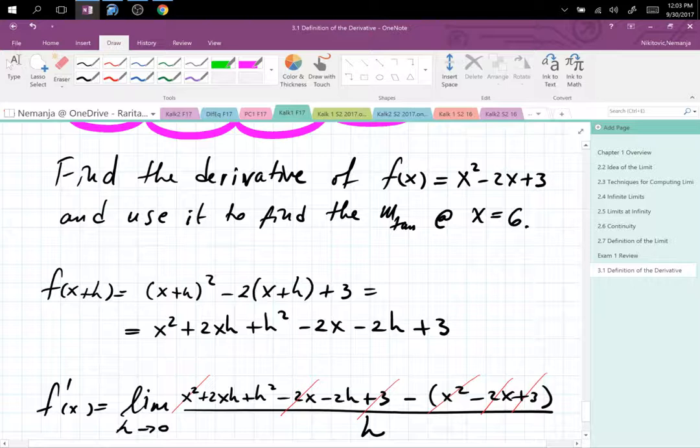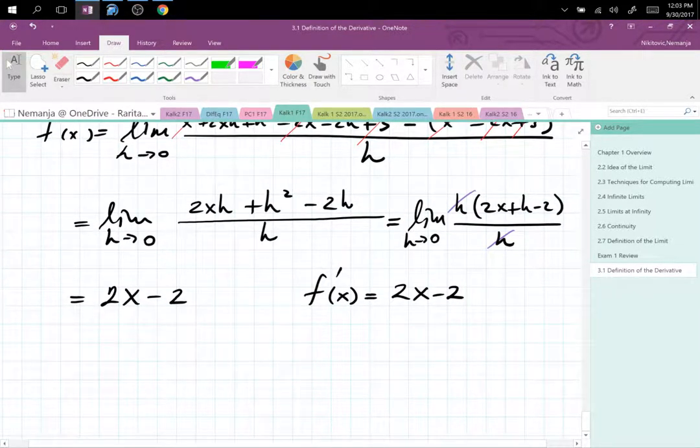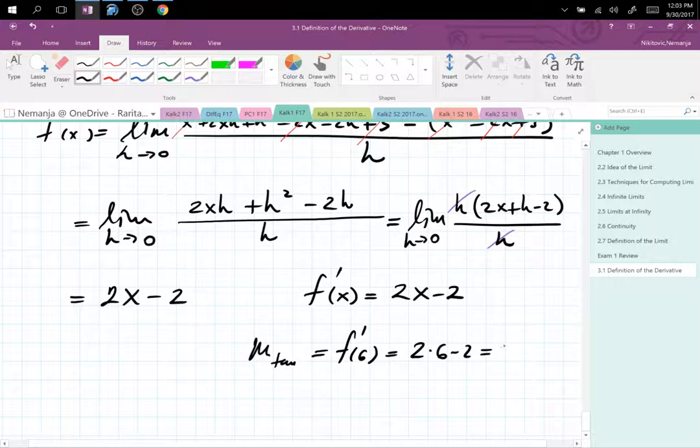And I said to use it to find the tangent line, the slope of the tangent line when x is equal to 6. Well, the slope of the tangent line is the derivative computed at 6, which is 2 times 6 minus 2, which is 10. So the slope of the tangent line is 10. You can put 10 over 1, right, if you want the rise over run.